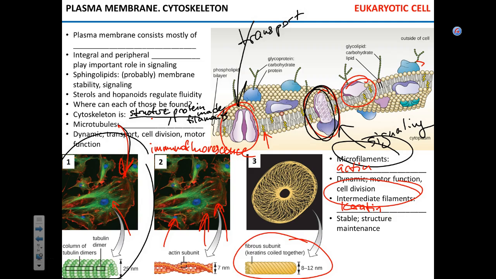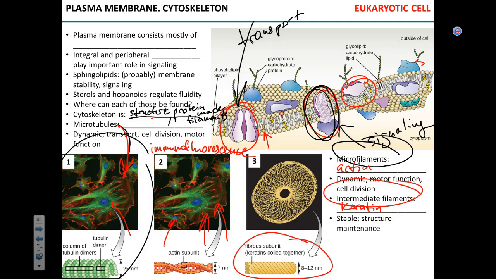So the main function is to maintain the cellular structure. Not to change it, but to maintain it intact. Does that make sense? As usual, the take-home message: functions. What are the functions of transmembrane proteins? What are the functions of sphingolipids? What are the functions of the plasma membrane? Transport, mostly. Filaments, what are they made of?